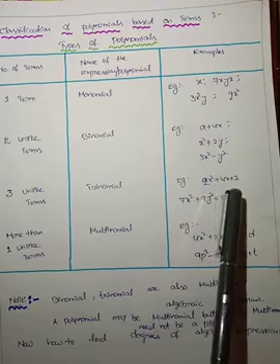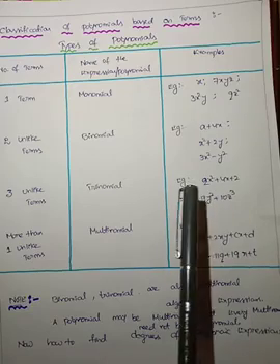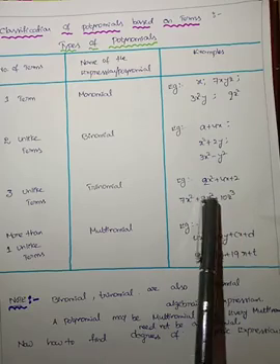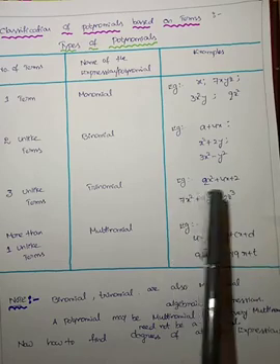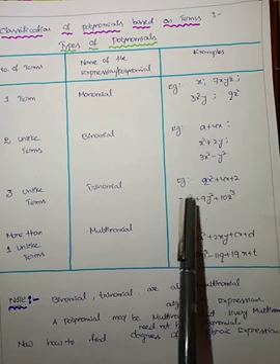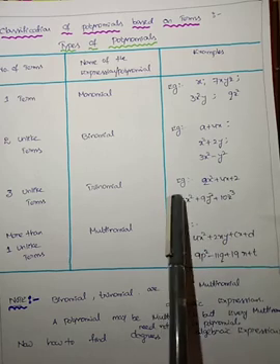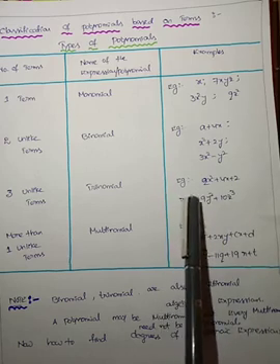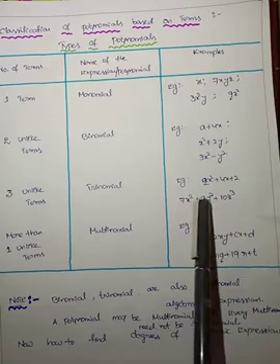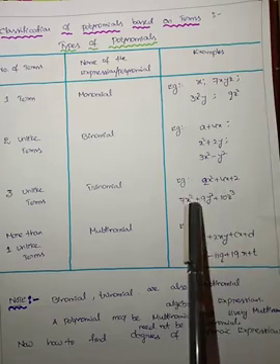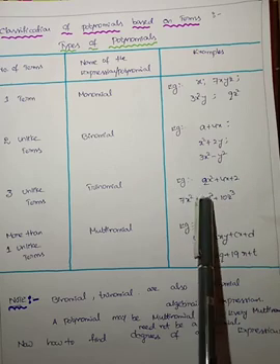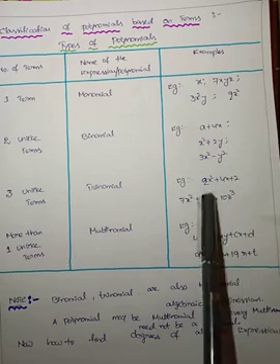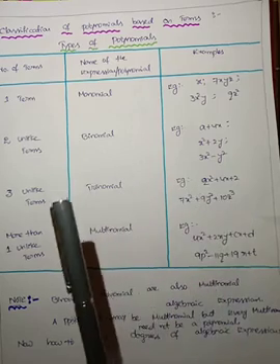Here the variables are also different types: x, y, z. The variables are changed and the exponents are also changed. These are unlike terms: 7x square is one term, 9y square is one term, and 10z cube is also one term. If the polynomial has three unlike terms, then the polynomial is called a trinomial.